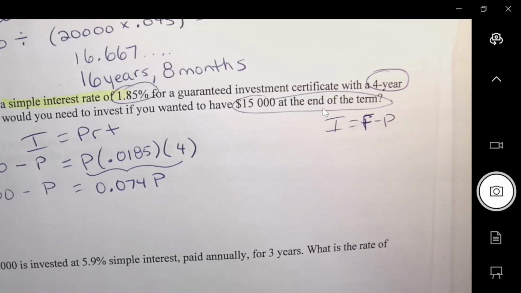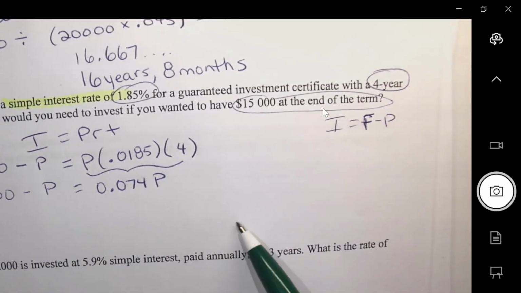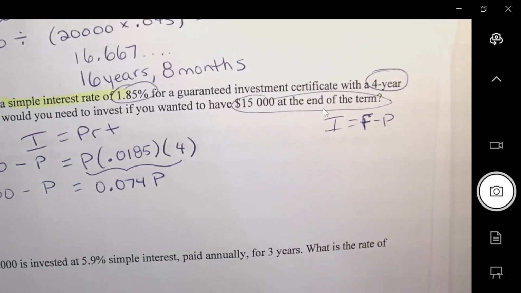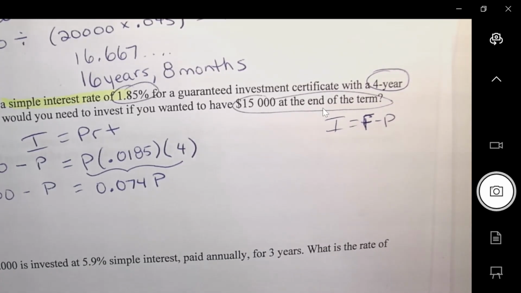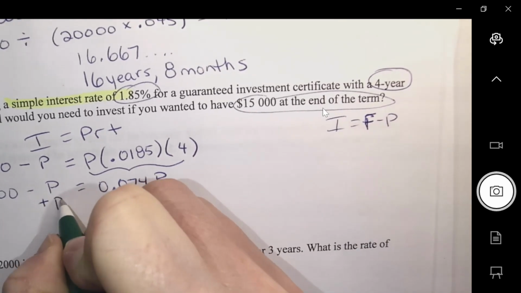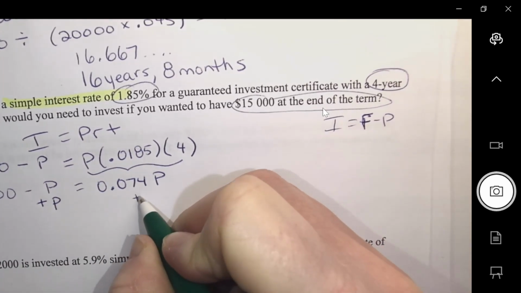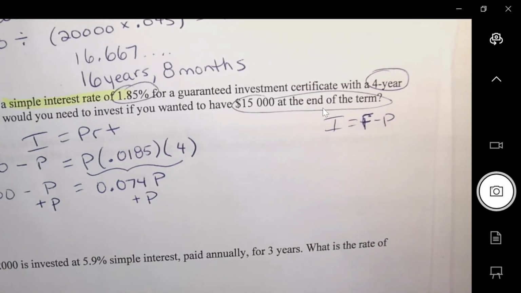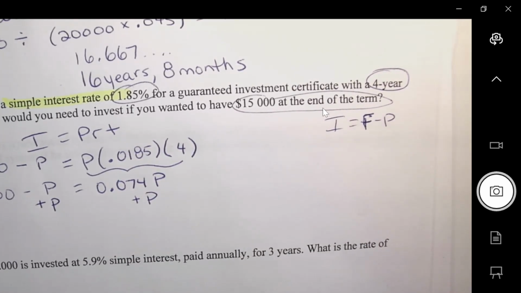What do you do in algebra? I have something with a p here and something with a p there. So what am I going to do? I'm going to put them together. Would you be okay if I added 1p and added 1p? Does that make sense for you as an algebraic strategy?